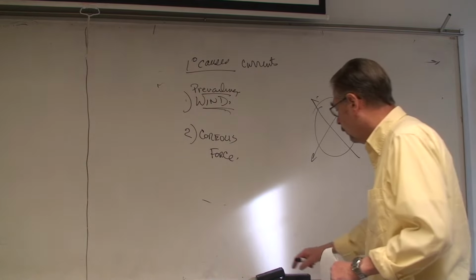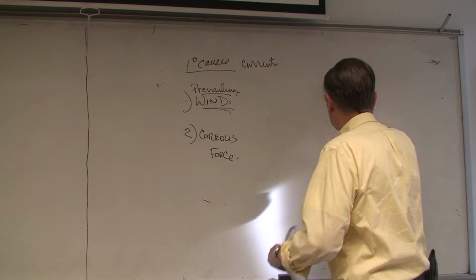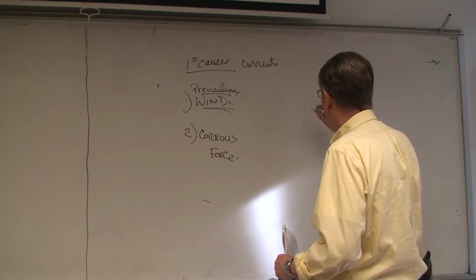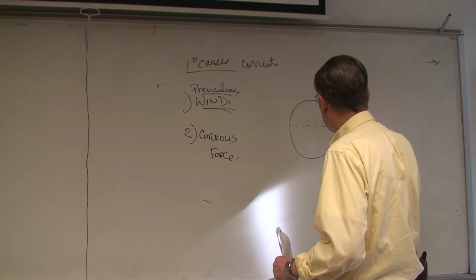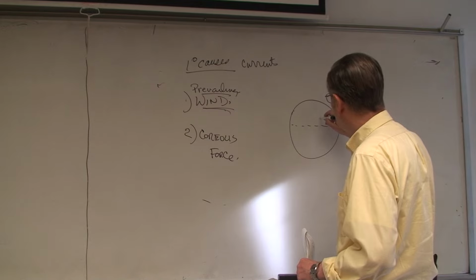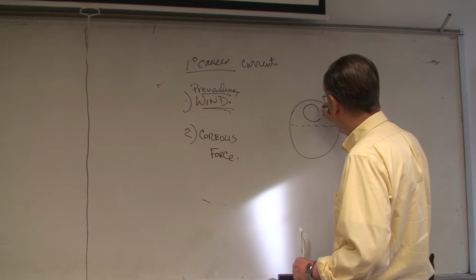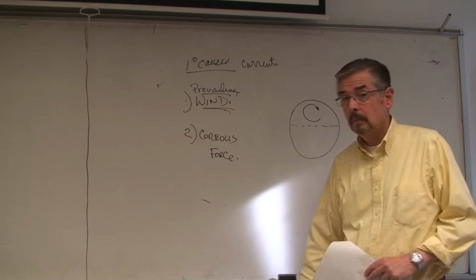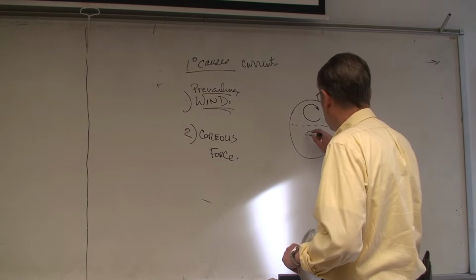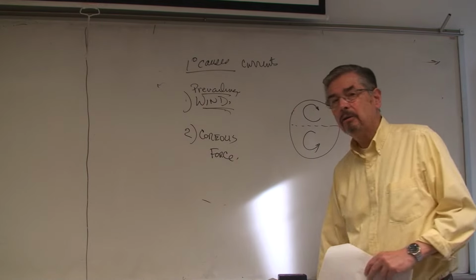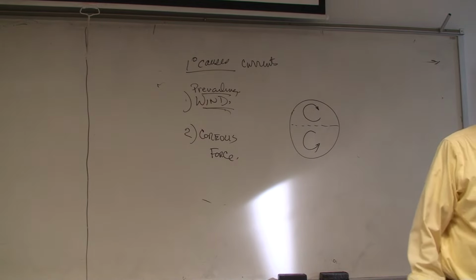The Coriolis force, however, does something very odd. The rotation of the Earth in the northern hemisphere causes a clockwise flow. In the southern hemisphere, the rotation of the Earth causes a counterclockwise flow.